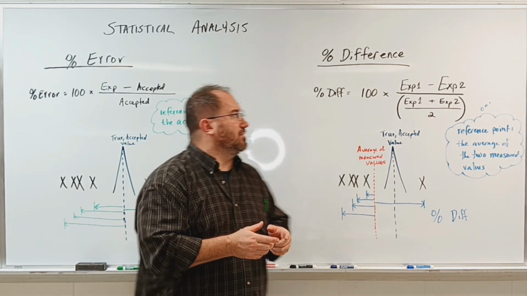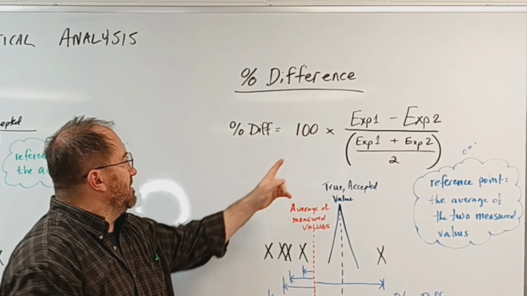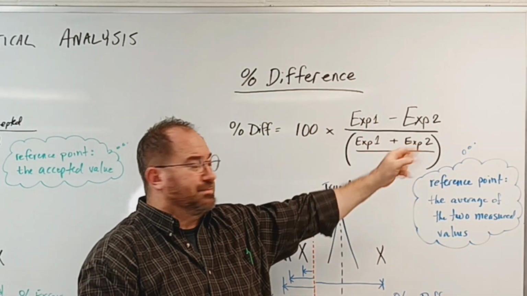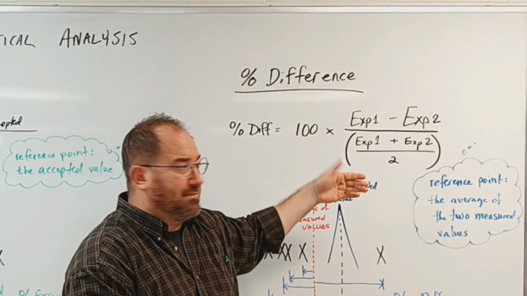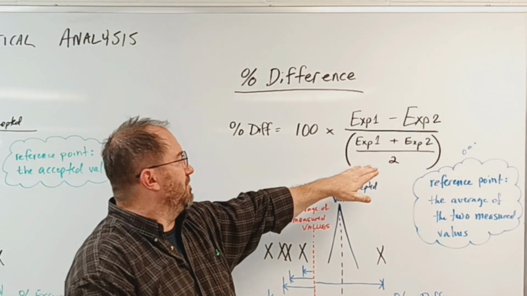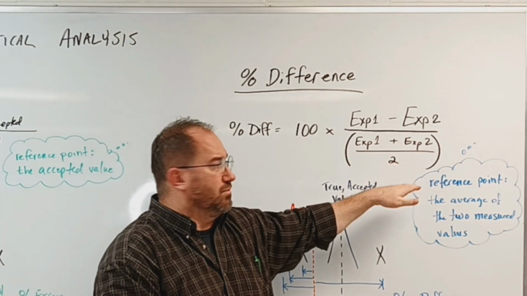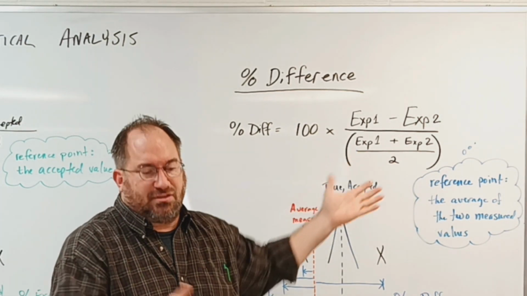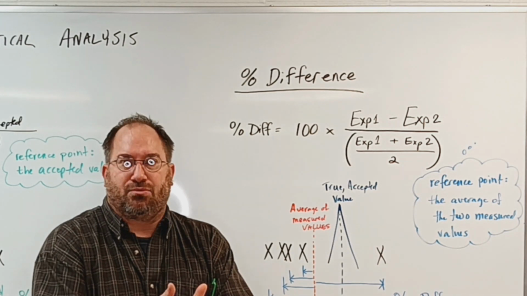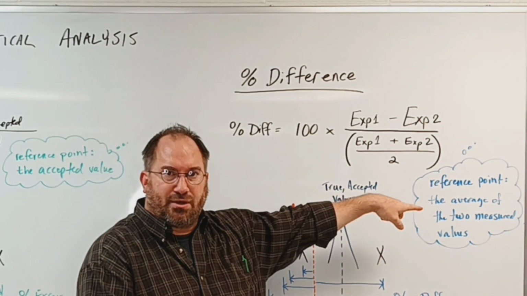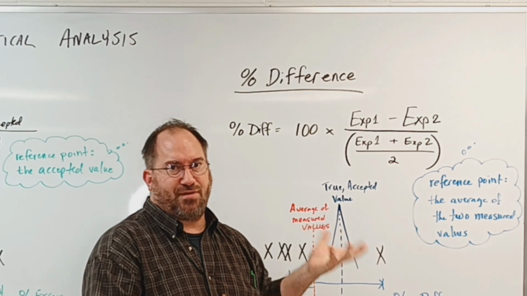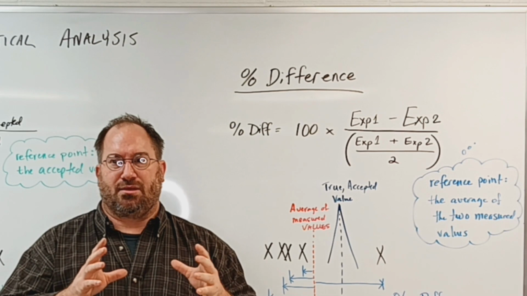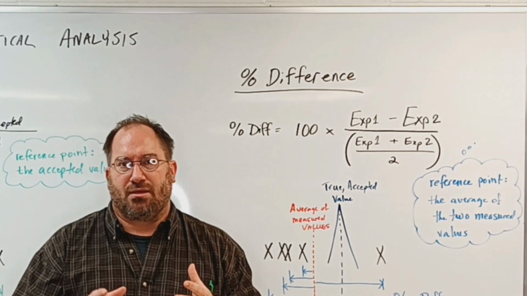To do that, you will say percent difference is 100 times the difference between two experimental values, divided by the average of those two values: 1 plus 2 divided by 2. If you think about this, what's the average of the two values? It's going to be some midpoint exactly between those two values. So your reference point is the average of those two measured values. Again, in this case, it really just speaks to what your experimental setup is doing.